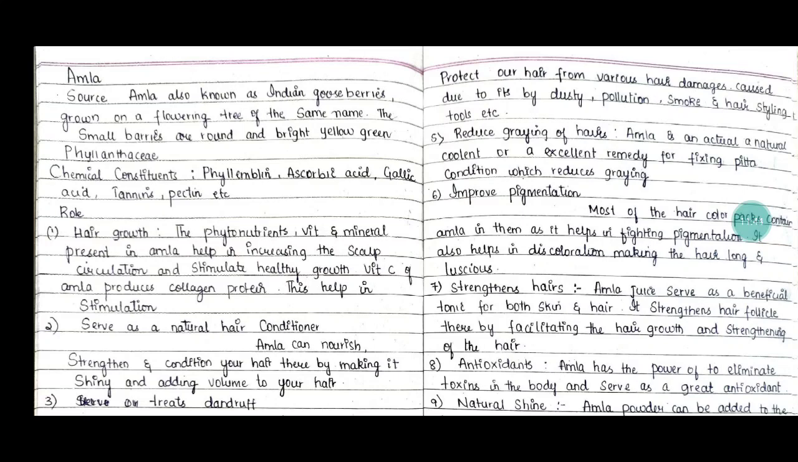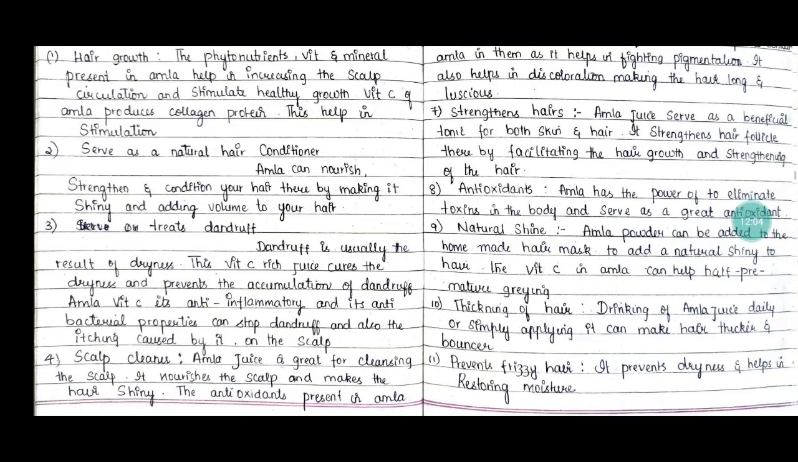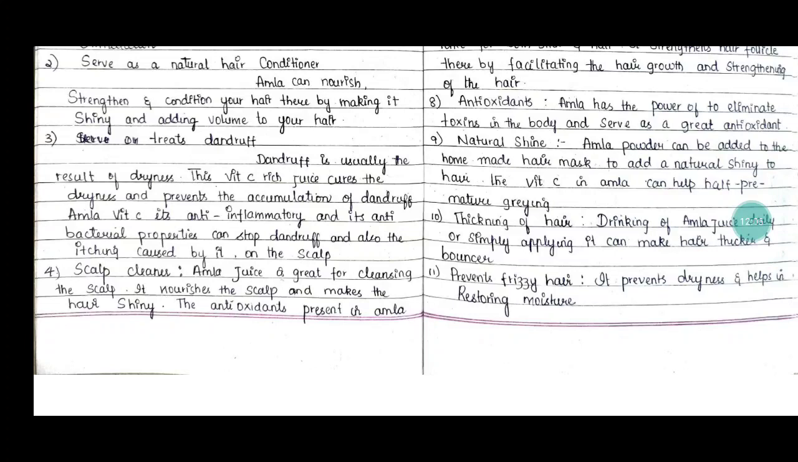Number 2, it serves as a natural hair conditioner, where amla can nourish, strengthen and condition your hair, thereby making it shiny and adding volume to your hair. And number 3, it treats dandruff, as I have already said for henna. Even amla can treat dandruff. And number 4, that is scalp cleanser. Amla juice is great for cleansing the scalp. It nourishes the scalp and makes the hair shiny.